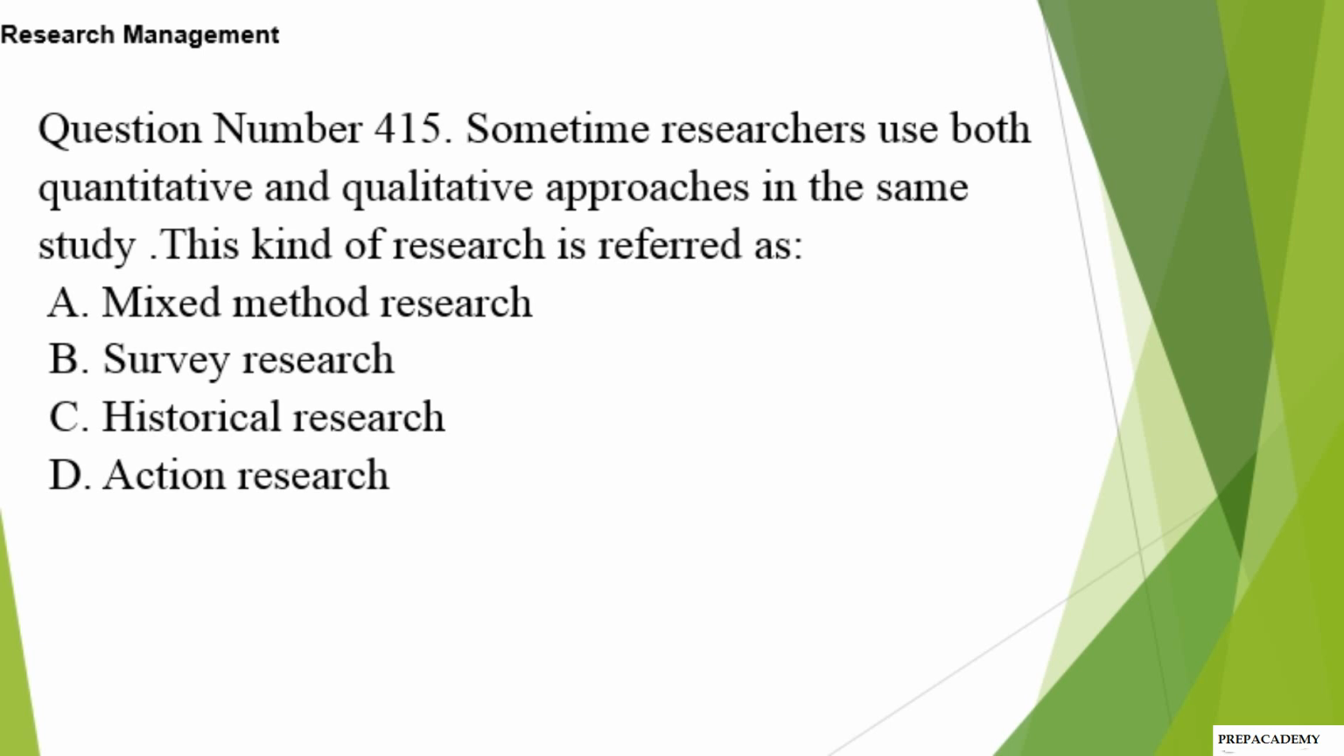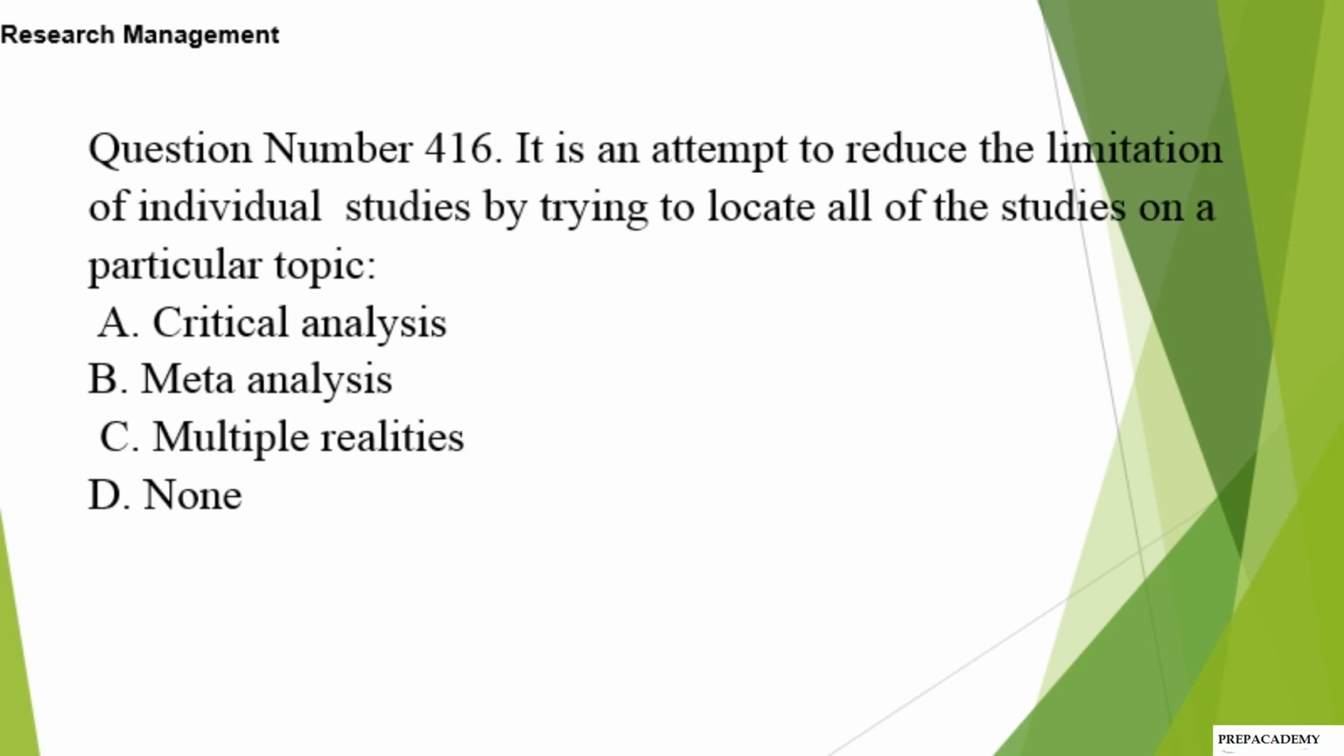Question number 415. Sometimes researchers use both quantitative and qualitative approaches in the same study. This kind of research is referred to as A. Mixed method research. B. Survey research. C. Historical research. D. Action research. The correct answer is option A. Mixed method research.